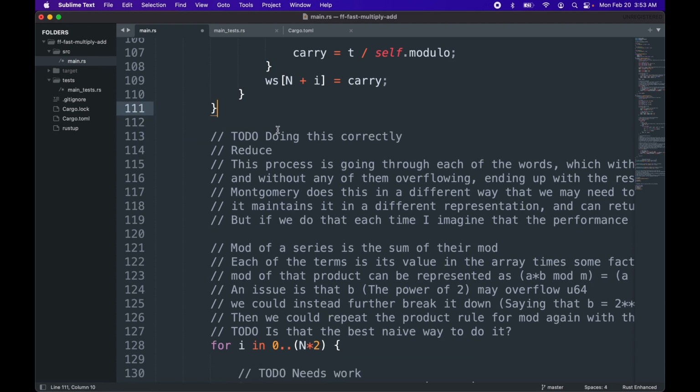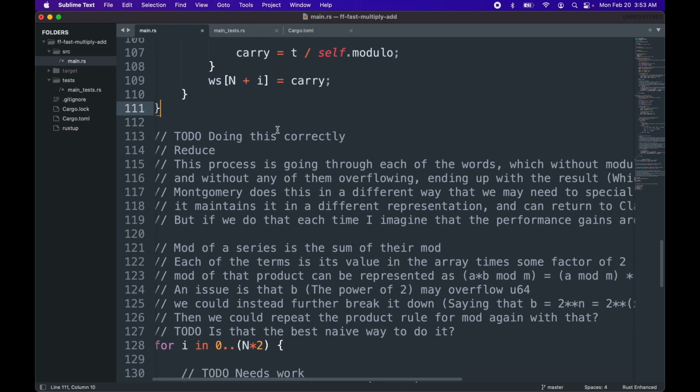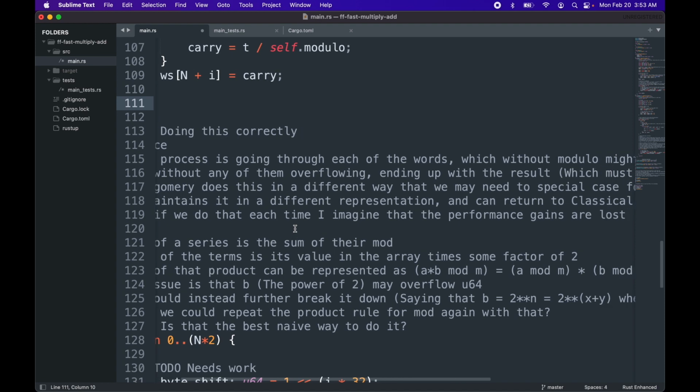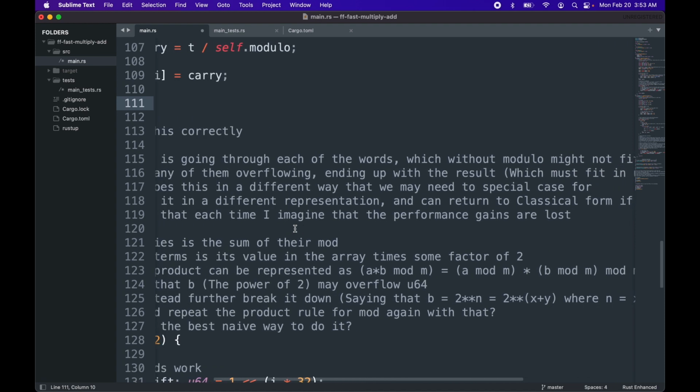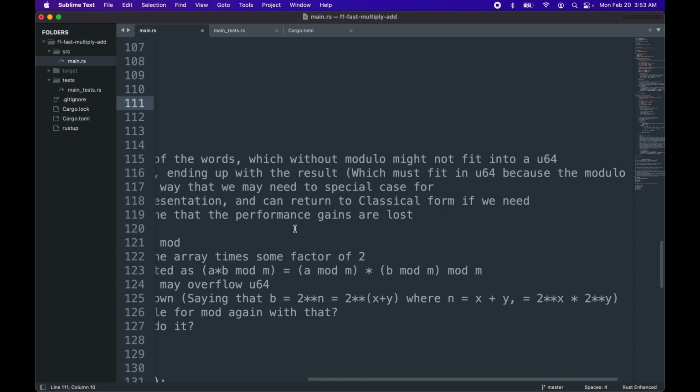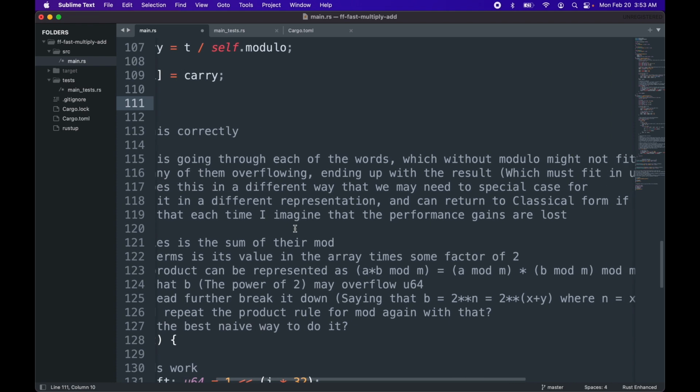Or if you're doing Montgomery, I believe you still reduce, but you're keeping this other piece of information, which allows the number to still be not overflowing, as long as you keep this auxiliary information and continue working in that system. Special case for classical.